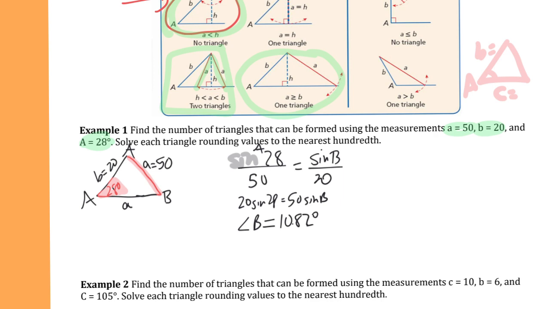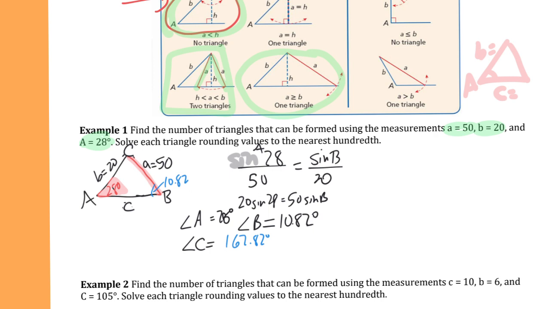Okay, so here we go. We were given angle A is equal to 28 degrees. If you subtract those two from 180, you will get angle C. Let's fix the labeling, obviously this would be C, and side C across from it. So angle C: angle B is 10.82 degrees, and 180 minus 28 and 10.82 will give us 162.82.